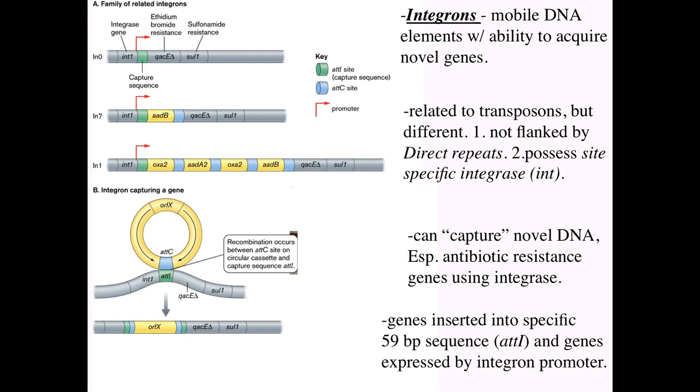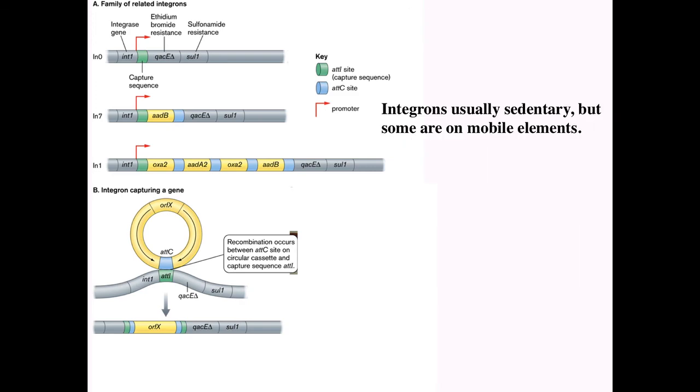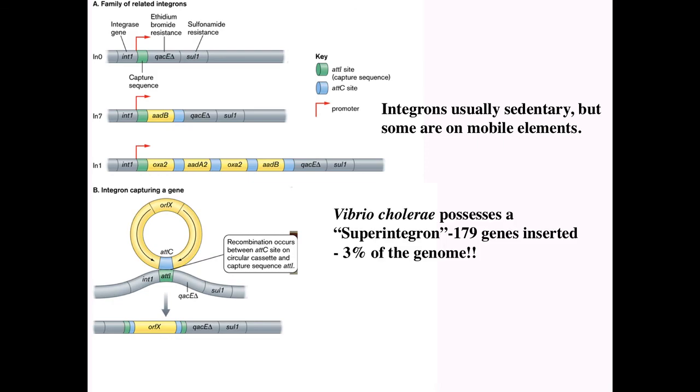And in fact, a lot of these genes become pretty much silent, and so they are subject to genetic drift. The mutations occur in them with no selection against them. They accumulate that way. So the integrons are usually sedentary, but some are on mobile elements.